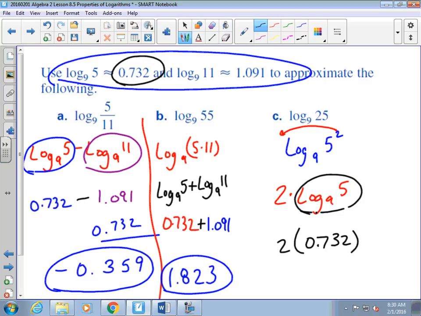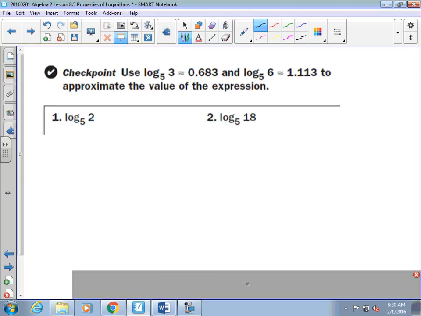0.732. So if you looked at that problem and you immediately thought, I just got to multiply that times 2, you were probably right. Because when you multiply 2 times that, you get 1.464. It's your simplified version. 1.464. And we'll do the rest of these tomorrow.